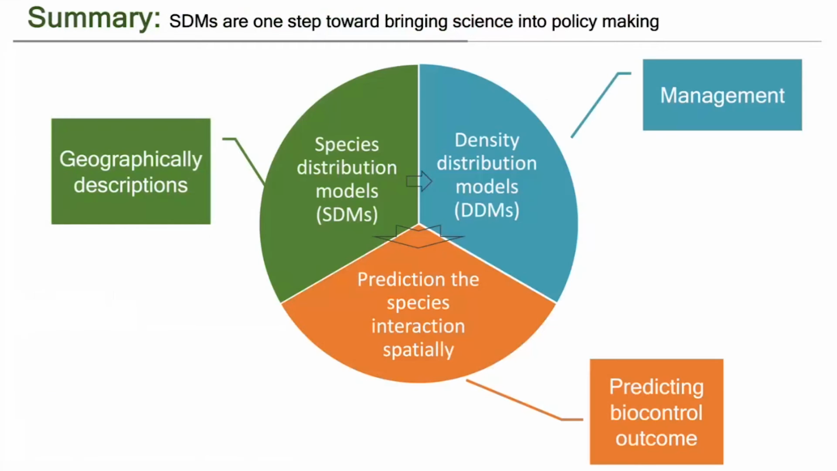Now, back to our final conclusion: SDMs are one step towards bringing science into policy making. I hope I could at least convince you this is one tool we should often consider. Using spatial distribution models easily gives geographic descriptions, and making much better distribution models at the population level will give us much better management strategies. Both together will help us predict species interactions much better and make the outcome of biocontrol prediction more precise.